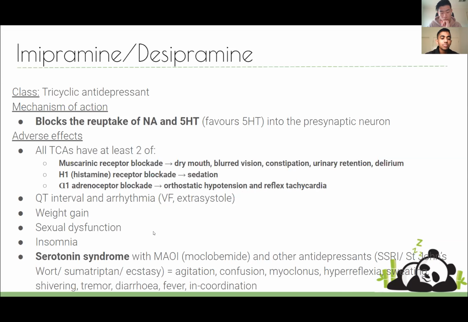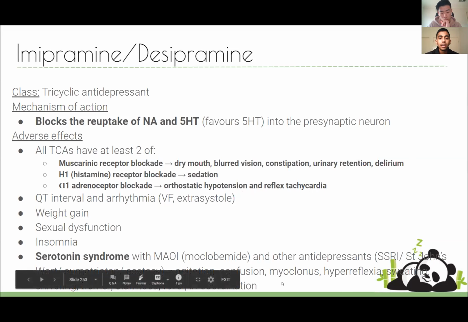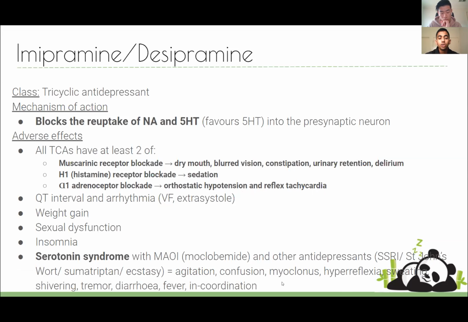Other things that we get: if we have too much serotonin in the synapse, we're going to get serotonin syndrome, which is characterized by these symptoms: agitation, confusion, fever, diarrhea, tremor, shivering, sweating, and loss of coordination. And that's particularly when you give them other antidepressants as well. It's more likely to happen. Cool.